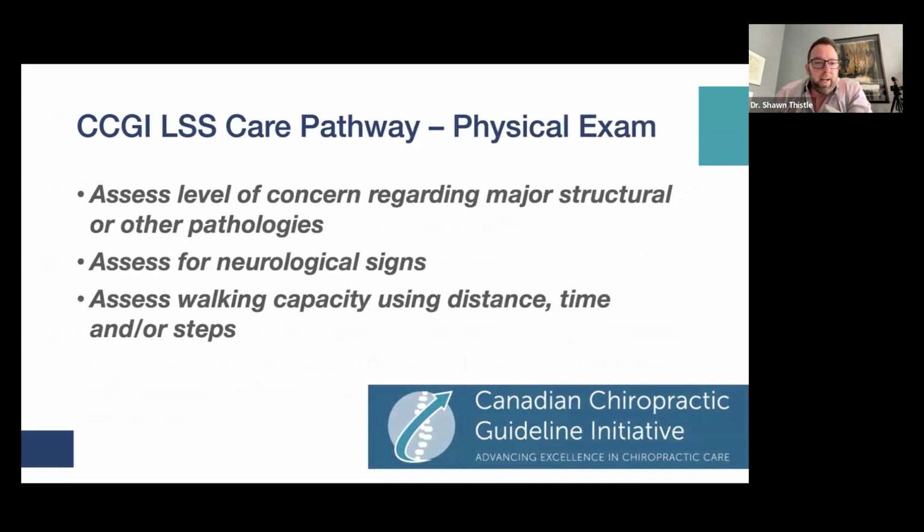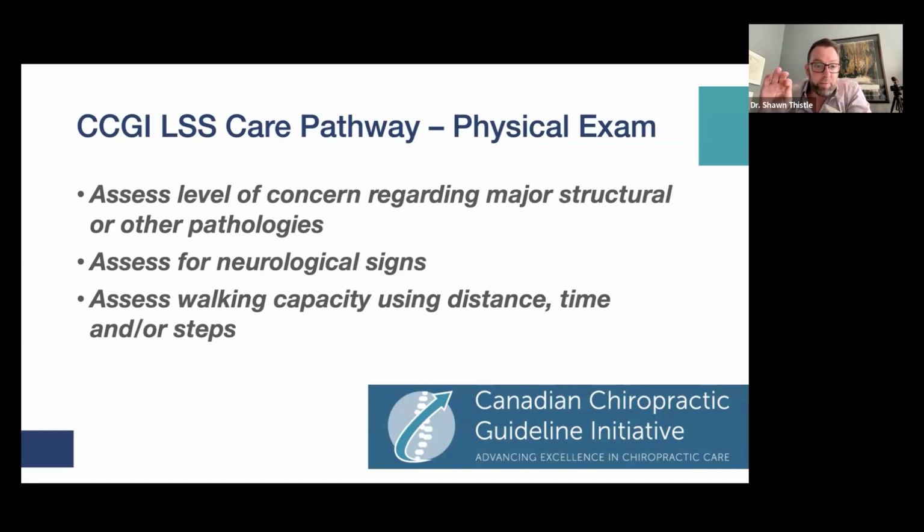From a physical exam perspective, assess the level of concern regarding major structural or other pathologies. You do a thorough neuro exam, perhaps a peripheral vascular exam too, if you're thinking they might have peripheral arterial disease. Just a side note there: when I used to present on this in person, our colleagues would always accurately ask me, what do we do about that? Well, I think if they know they have it and they're being managed by a doctor and a cardiologist, super duper. If not, that's a referral back to the family doctor.